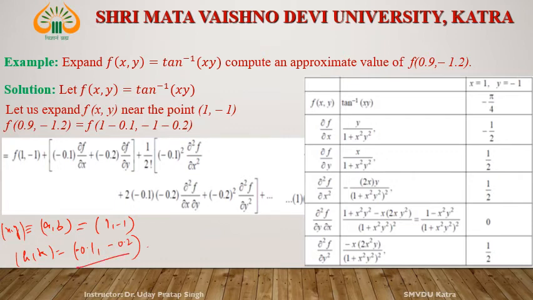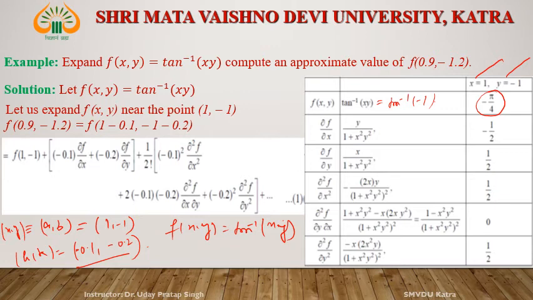Let us see. What is f of xy? f of xy is tan inverse xy. Okay. See, x equal to 1, y equal to minus 1. Then f of xy is tan inverse xy, tan inverse of 1 times minus 1. This is tan inverse minus 1. What is tan inverse minus 1? Minus pi by 4. Okay.